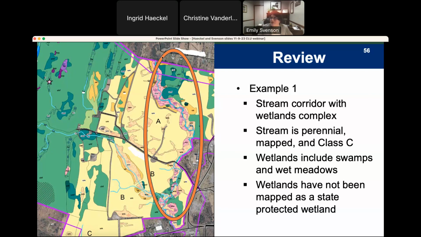The first area circled in orange is a stream corridor with a wetlands complex along the stream. The stream is a perennial stream. It's mapped by New York State, and it's a Class C stream. The wetlands along it include swamps and wet meadows, and the wetlands have not been mapped as a state protected wetland. So my first question is, is this stream covered by New York State regulations? You can just type it into the chat if you think you know.